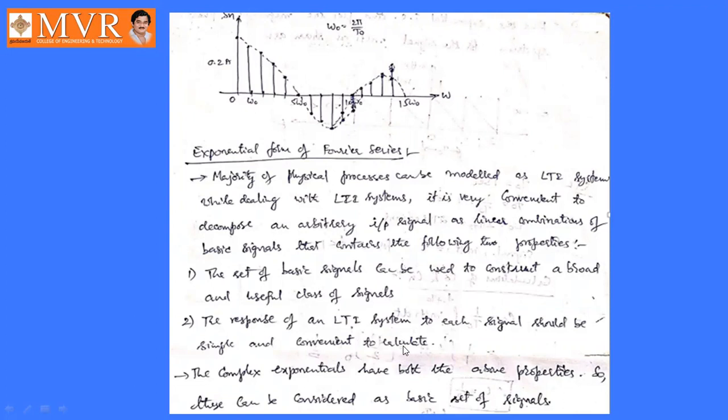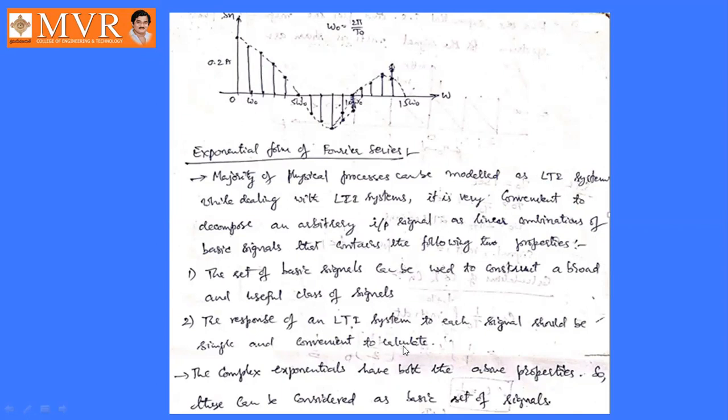Here we are using the exponential form of the Fourier series. It can be used to construct a broad and useful class of signals, and it is very convenient to calculate problems easily. These are the properties of the exponential Fourier series. In an LTI system, the arbitrary signal m of t can be represented as a linear combination of basic signals. So what is the use of this? It is simple and convenient to calculate, and we can use it to construct a broad and useful class of signals.